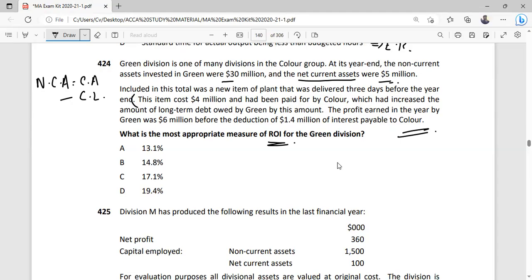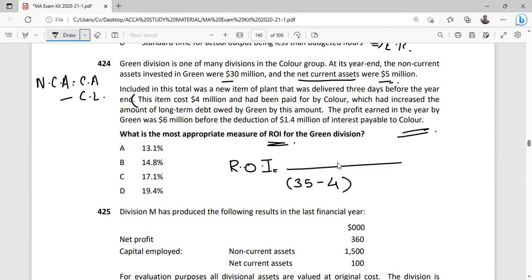Now what will we do? We will follow the formula of return on investment. It says that you have 30 million already in non-current assets. You have net current assets of 5 million. During the year, you invested 4 million. Whenever we are measuring the return on investment, we should use the beginning investment. So to calculate return on investment, we will deduct 4 million, which we invested almost near the year end. It is not part of the beginning investment.